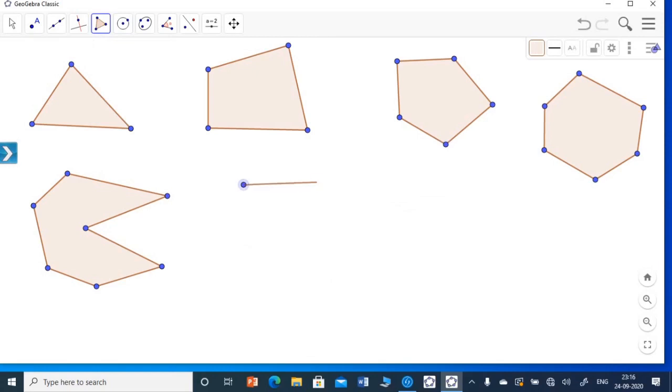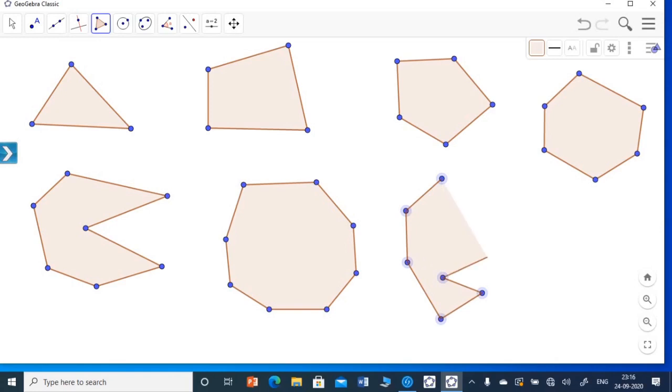1, 2, 3, 4, 5, 6, 7 and 8. A polygon having 8 sides is called octagon. Now draw a closed figure made of 9 line segments. You can draw in any shape, but it should have 9 line segments. It is called nonagon.